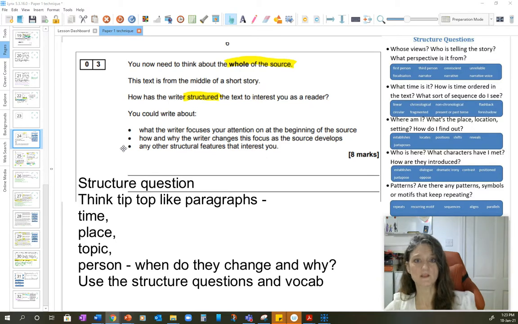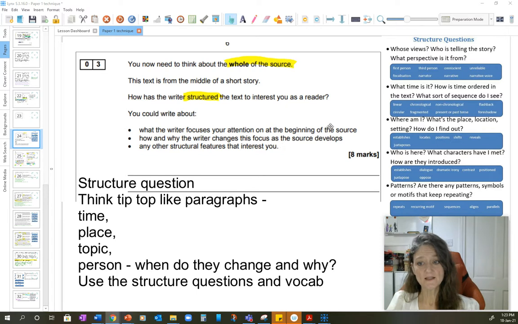Because sometimes it is. This one is very much beginning, middle, and end, but there have been other papers where it's kind of like this half happens and then this half is kind of different. In this half, the characters are on their own, but in this half, the characters are with their family. So watch out for that. Any other structural features, what's going on in the big structure.